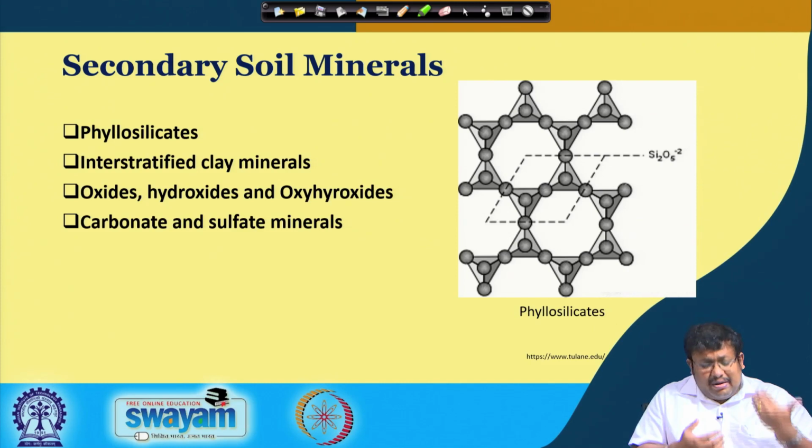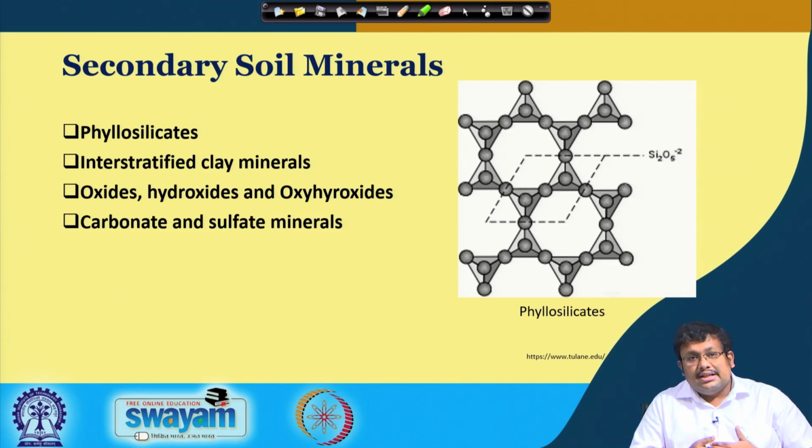So, apart from phyllosilicates, the secondary soil minerals also consist of interstratified clay minerals, oxides, hydroxides, oxyhydroxides, and also carbonates and sulphate minerals. As you can see here, this is the structure of the phyllosilicates with the basic structural formula of Si2O5, and now we will see different types of phyllosilicates.